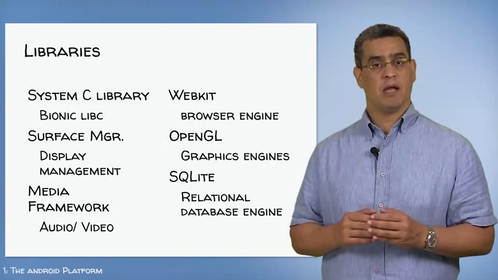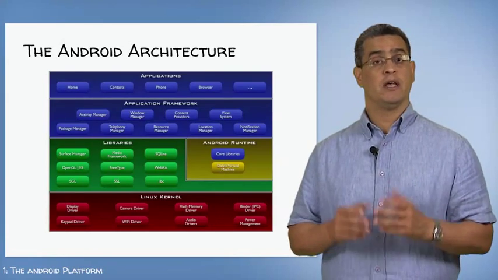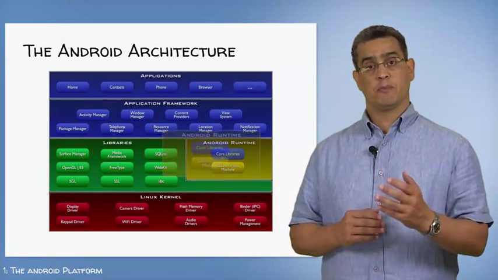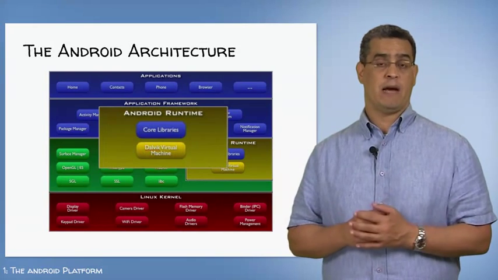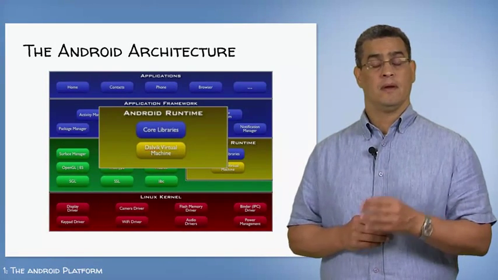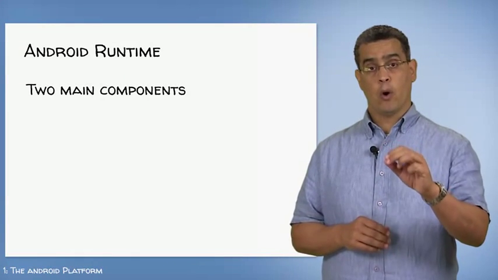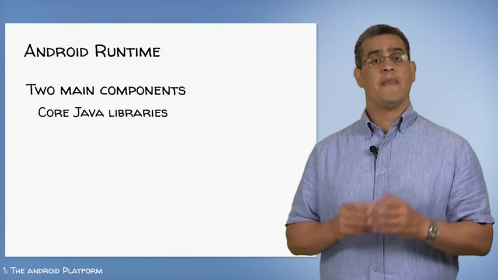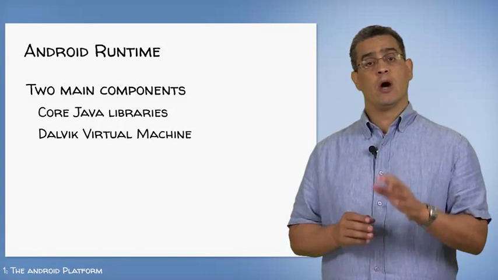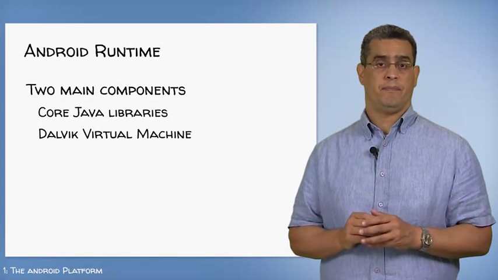In addition to the system libraries, this layer also includes the Android runtime, which supports writing and running Android applications. And there are two components in the Android runtime that we'll talk about today: the core Java libraries and the Dalvik virtual machine. Let's talk about each of those one at a time.